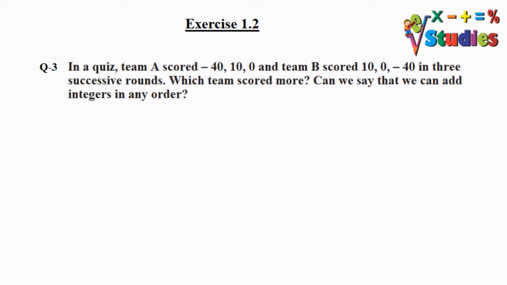It says that in a quiz, team A scored -40, 10 and 0, and team B scored 10, 0 and -40 in three successive rounds.